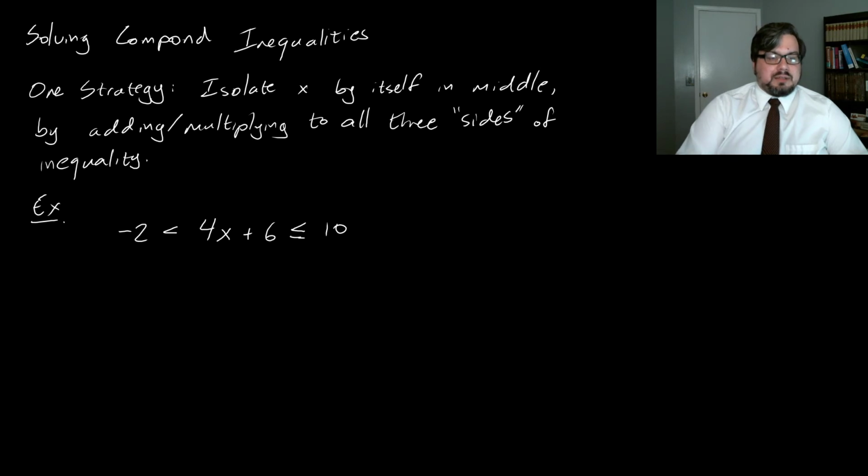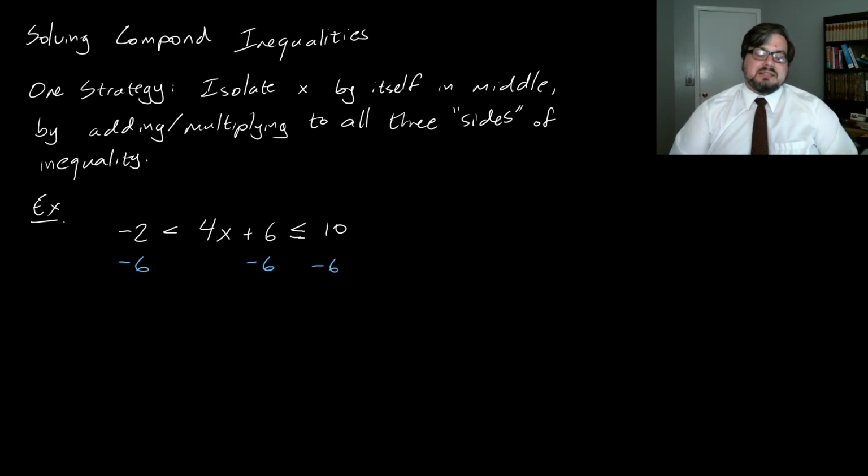So let's see how that goes here, probably best seen with an example. I want to get x by itself in the middle. Now, there's currently only one x term and it's sitting in the middle. That's good. And so what we can do is we can try to get x by itself. And I'd start here by subtracting 6 from the middle expression.